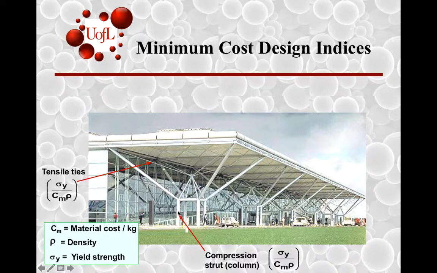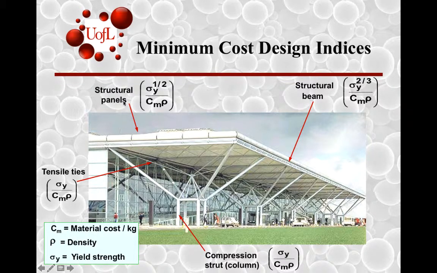this column over here. For the structural beam that you can see along this length, the material index gets modified in this manner. And if you're looking at the structural panel, it again gets modified in this manner, where it is sigma y to the power 0.5. So these are examples of the range of scenarios you can get with just 3 parameters over here.